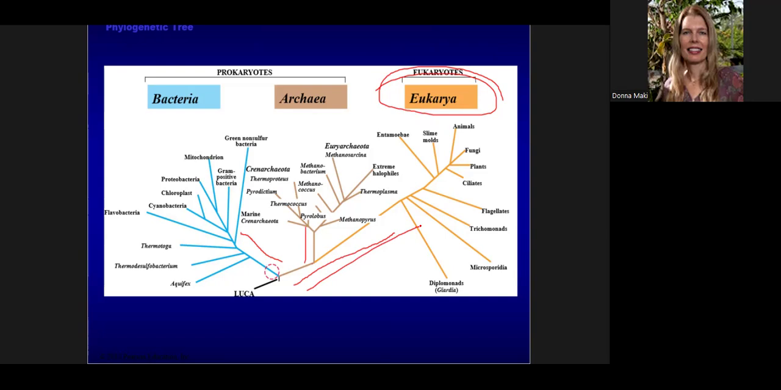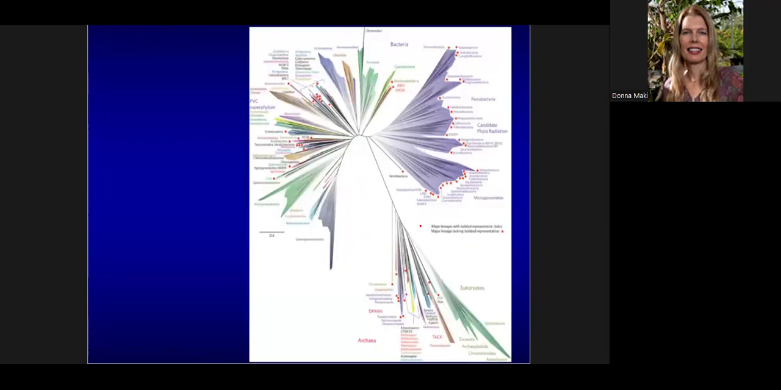And then I've showed you this tree of life. There are all kinds of trees of life that can be drawn, depending on what you're focusing in on. This one is again showing how much of life is prokaryotic and microbial.